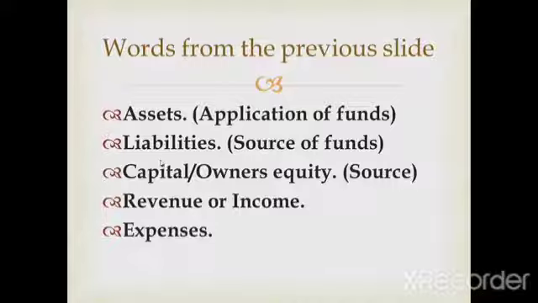Now, you see in some of these I have written something in brackets. Okay, friends, what are those in brackets? I will not start with the first; I will tell you the reason later on. I will start with the second. Liabilities: in brackets, it is source of funds. Capital and owner's equity: it is again the source of funds. So these are the two sources of funds.